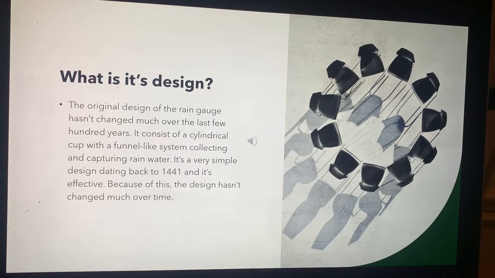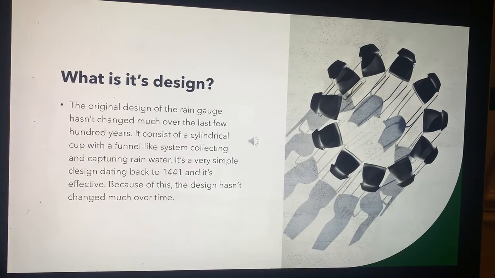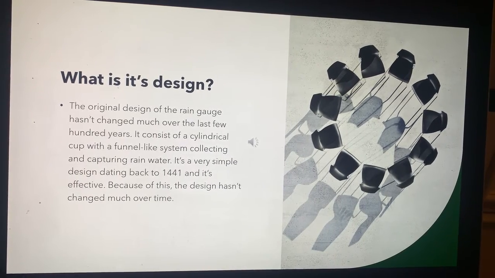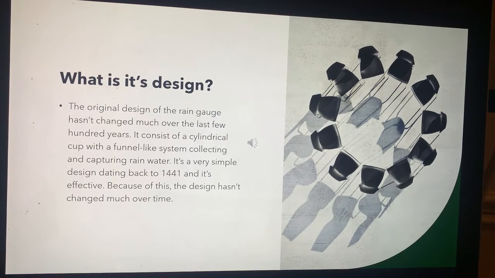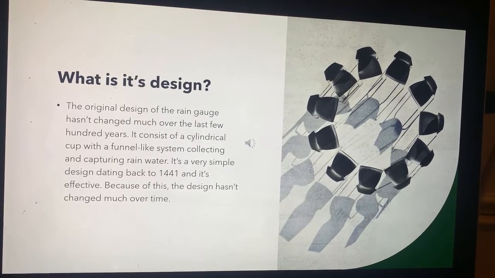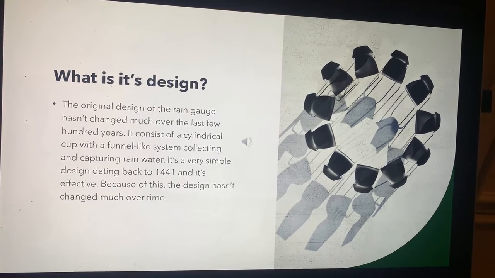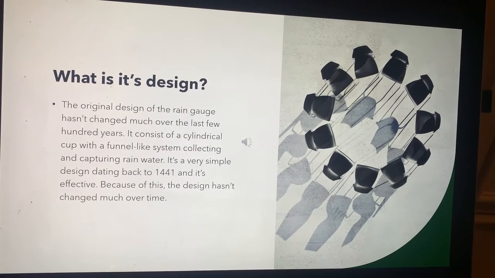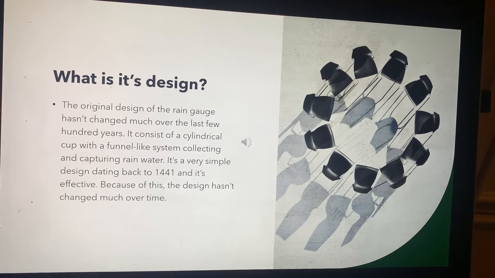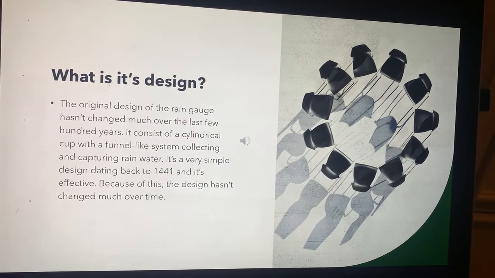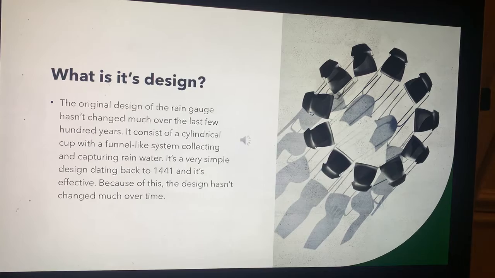I have talked about the design of it. It is a cylinder, or it can be a tipping bucket rain gauge. Like I said, a teeter-totter or a cylinder, and there's a cylinder inside of it, and the rain just goes inside of it.